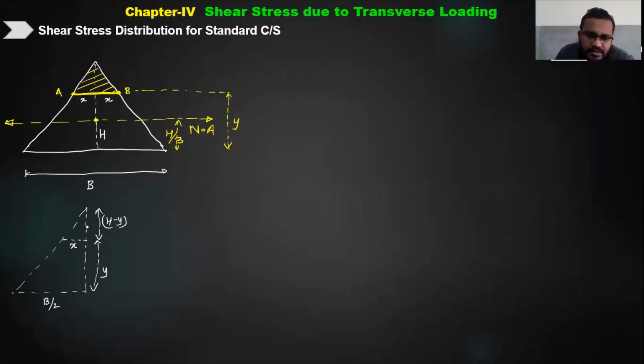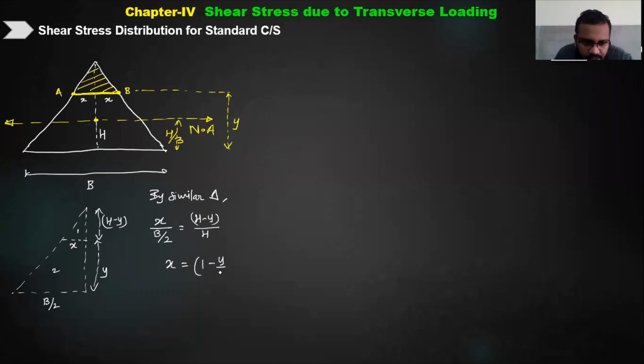Now these triangles are similar. Let's say this is triangle 1 and triangle 2. Triangle 2 is the entire triangle and triangle 1 is smaller. So by the similar triangle method, what can I write down? x upon b by 2 equals h minus y upon the total height h. So x will be equal to, multiplying b by 2 over there, and dividing by h, it is 1 minus y by h into b by 2.